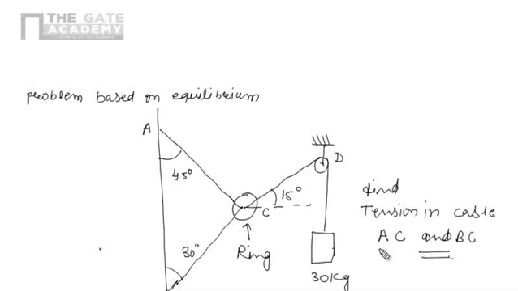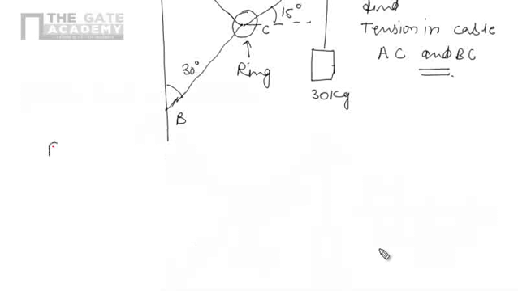If we look at this problem, we can say that the whole thing is at rest, so it is in equilibrium. So we can solve it with the help of conditions of equilibrium easily. The first step in solving problems based on equilibrium is the free body diagram. Free body diagram of the ring.